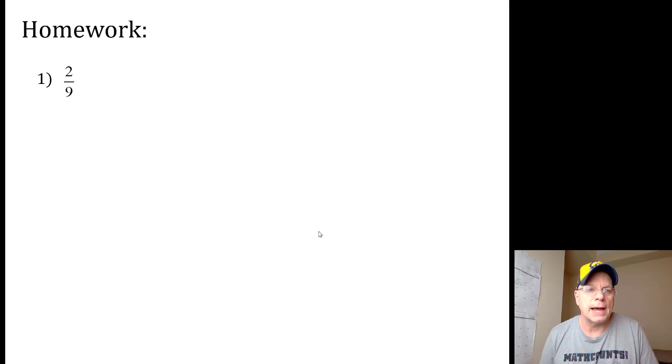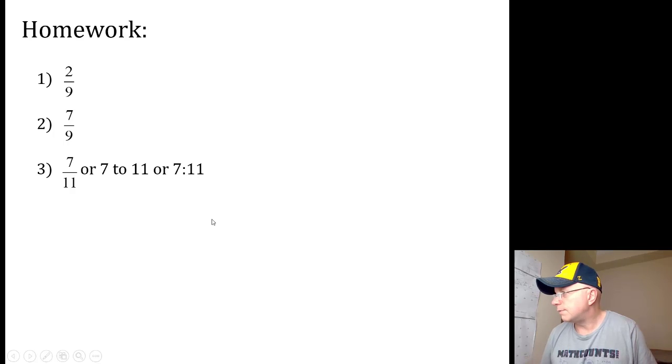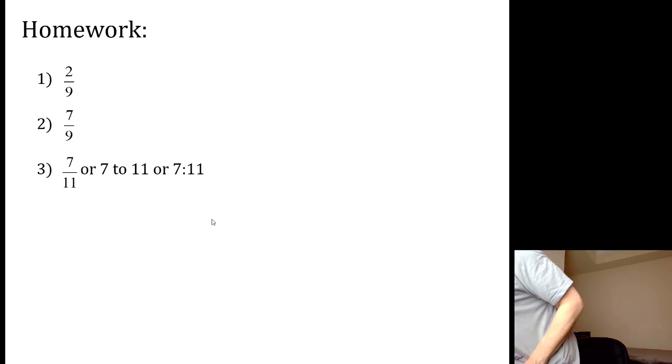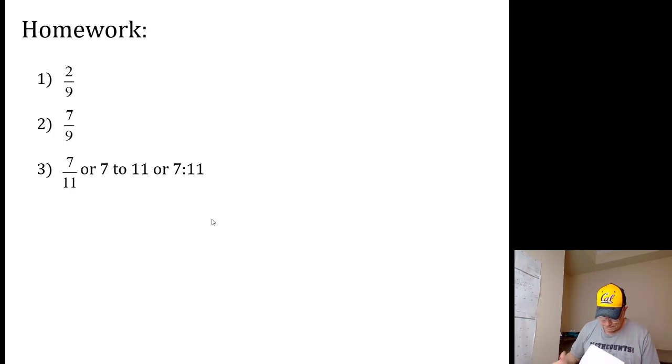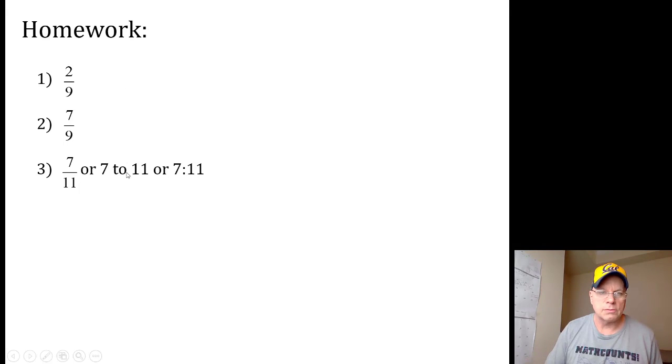Okay, number 1 is 2/9. 2 is 7/9. 3 is 7/11, or 7 to 11, or 7 colon 11. Oh yeah, because that one was odds, and so probability or odds could be shown in any one of these three ways, but odds are more typically shown this way or this way. But any form you chose to show them in is fine.